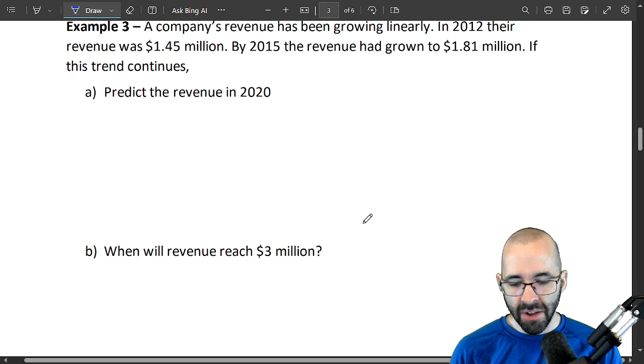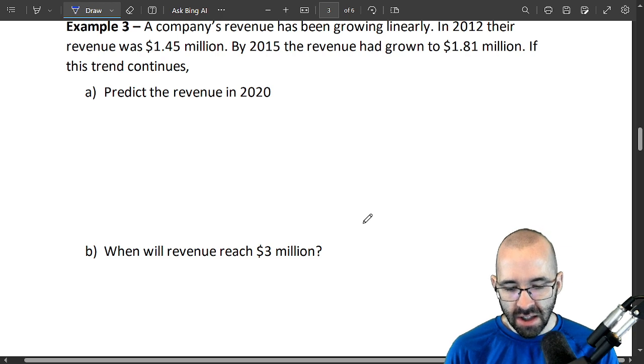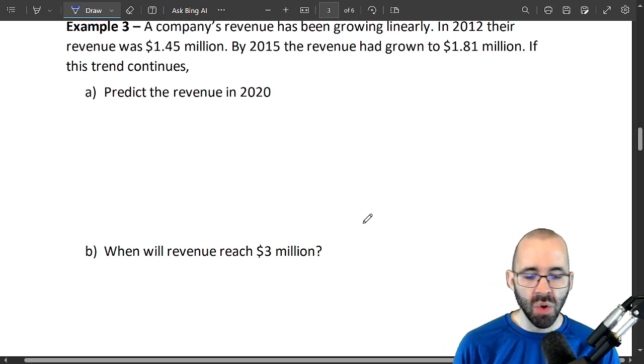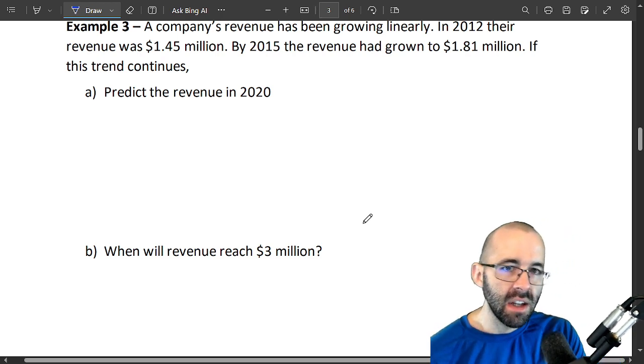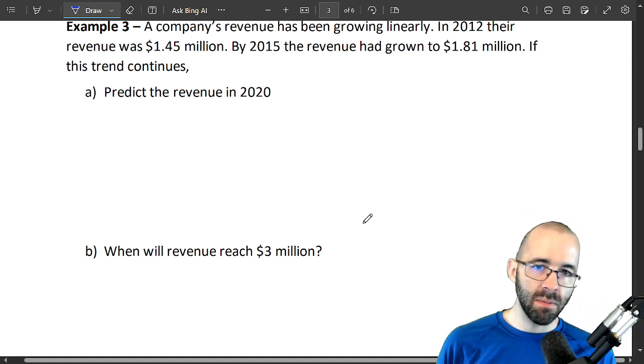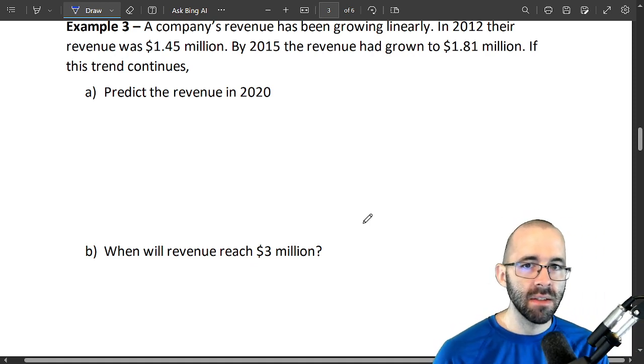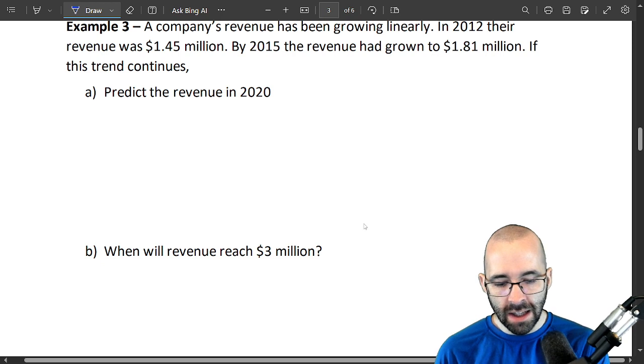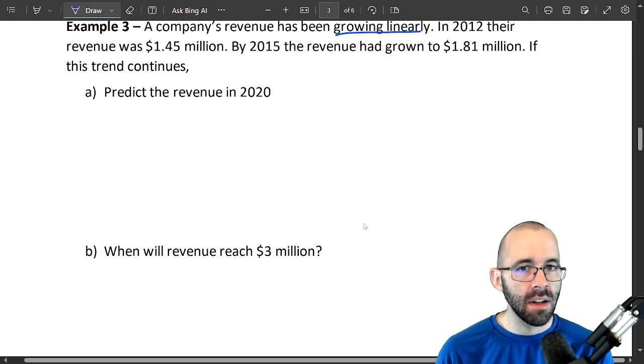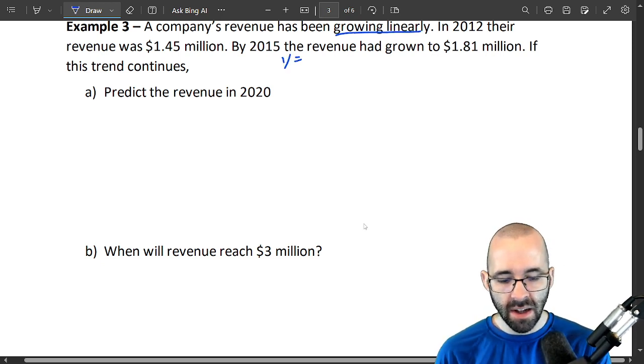So we have some company and their revenue has been growing linearly. In 2012, the revenue was $1.45 million. In 2015, the revenue was $1.81 million. If this trend continues, predict the revenue in 2020. Okay, so if it's growing linearly, we know we're going to look at something in this form.